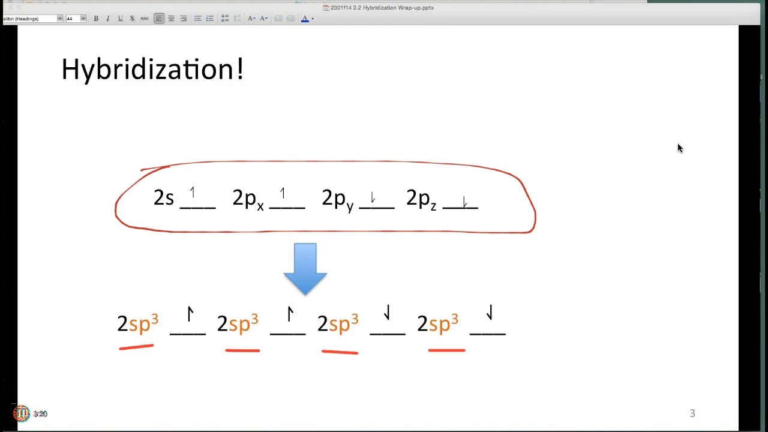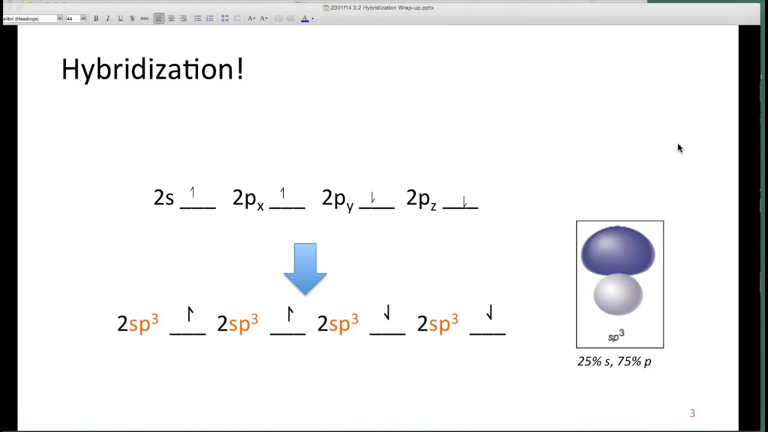So we have an orbital that no longer looks like an s orbital. It's not a little basketball. And it no longer looks like a p orbital. It's not a nice symmetric dumbbell. It's an sp3 that's 25% s character, 75% p character, so it's kind of squatty but still has 2 lobes.